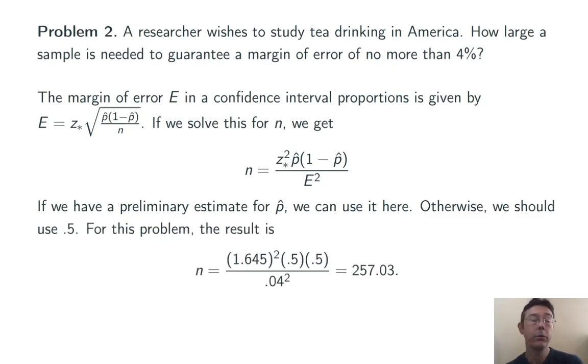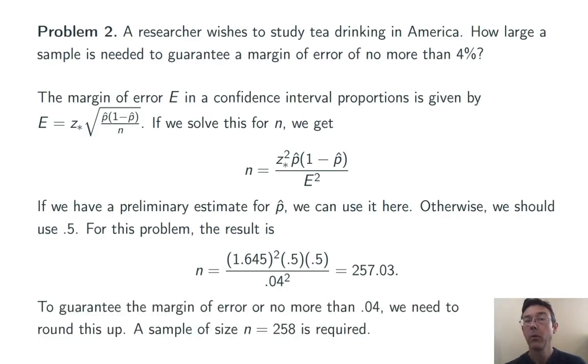Plugging in p hat equals 1/2, z star squared equals 1.645 squared, and E equals 0.04, we get n equals 257.03. Remember, we should always round up when we're computing the minimum sample size needed for a particular margin of error. If we ever round down, we're potentially increasing our margin of error and exceeding the bound that we've set for ourselves, in this case 4%.